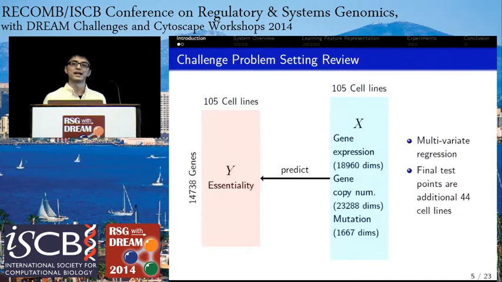So first, I would like to quickly review the problem setting. The task is to predict the essentiality using the gene expression, the copy number, and the mutation. As a machine learning problem, this is a multivariate regression or multitask learning. The final accuracy is evaluated using an additional 44 cell lines. So the goal for participants is to achieve higher accuracy for these additional 44 cell lines.